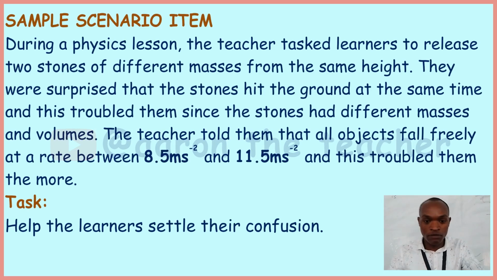Okay, so we have a sample scenario before us. It says that during the physics lesson, the teacher tasked learners to release two stones of different masses from the same height. They were surprised that the stones hit the ground at the same time, and this troubled them since the stones had different masses and volumes. The teacher told them that all objects fall freely at a rate between 8.5 meters per second squared and 11.5 meters per second squared, and this troubled them the more. The task is to help the learners settle their confusion.